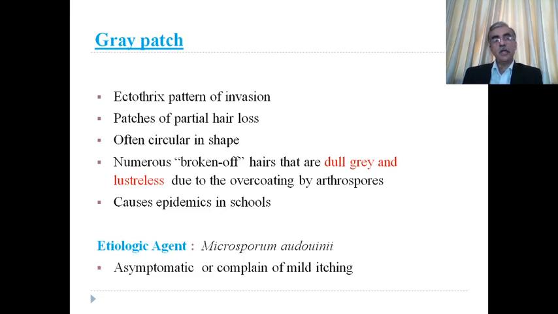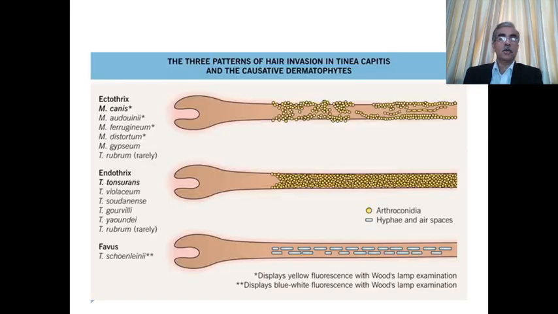So any child coming to our OPD with hair loss with gray patch, we should always inquire about family history. Any sibling in the family having tinea capitis, any classmate of that child, if he has a similar lesion, they have to be treated simultaneously, otherwise the epidemic goes on. So the etiological agent is Microsporum audouinii. The lesions are usually asymptomatic, but mild itching can be there, but there is significant hair loss.